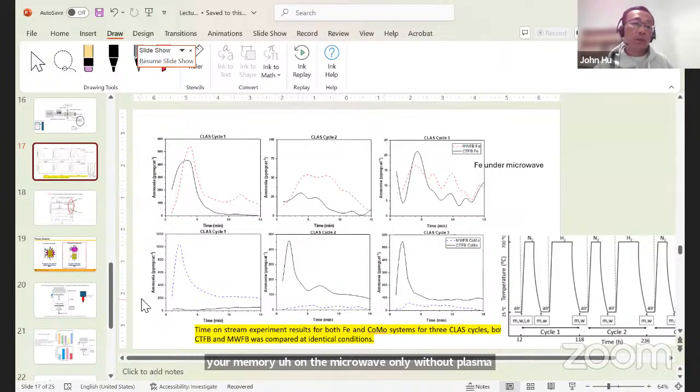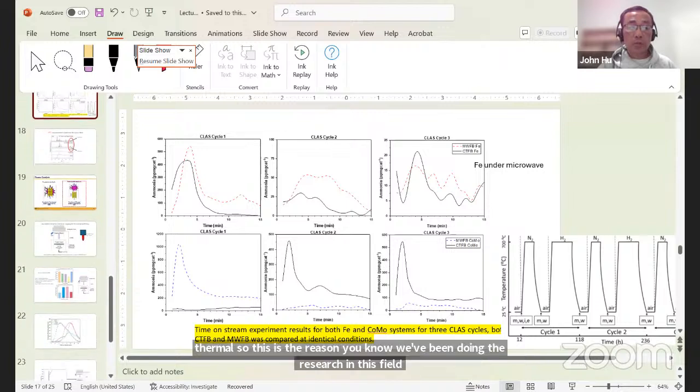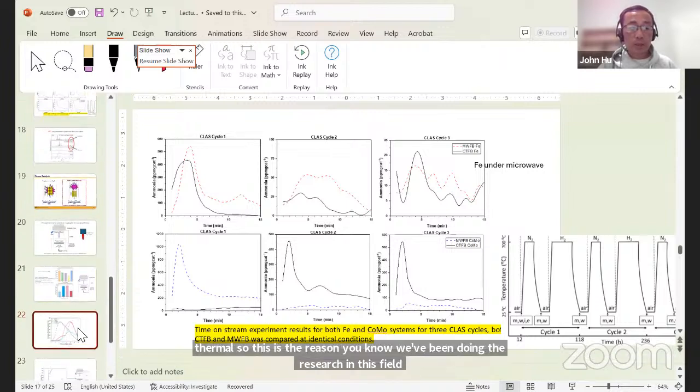All right, so there are three scenarios: thermally heated, microwave heated, and also microwave plasma heated. Microwave heated and plasma heated are both better than the thermal. So this is the reason we've been doing the research in this field of the microwave plasma. Okay, next I'm going to show you.